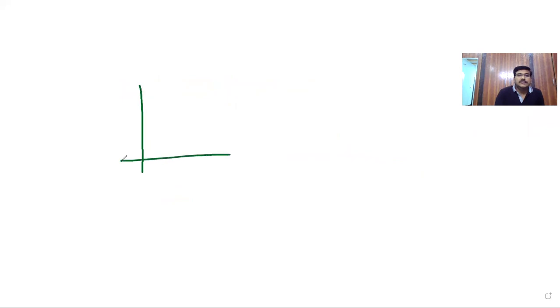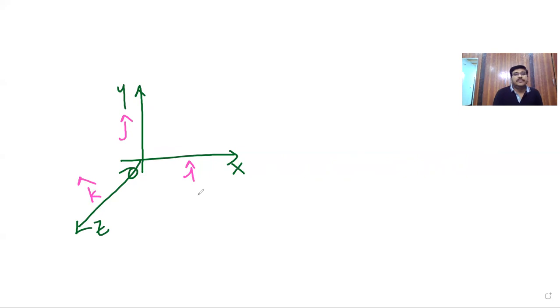This is the plane. Here I am showing the X-axis, Y-axis, and origin. The unit vector along the X-axis is I bar, along the Y-axis is J bar. Now I am putting the third, the Z-axis. Along the Z-axis, the unit vector is K bar.